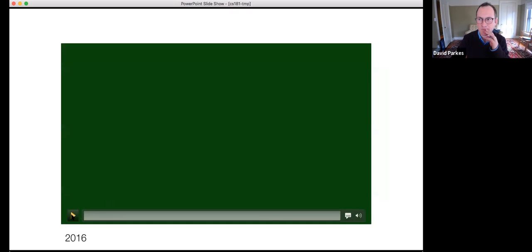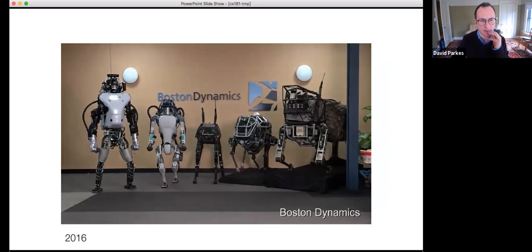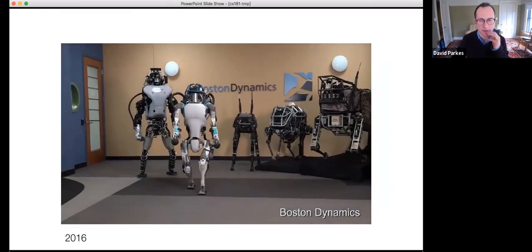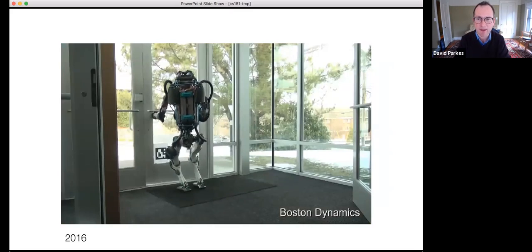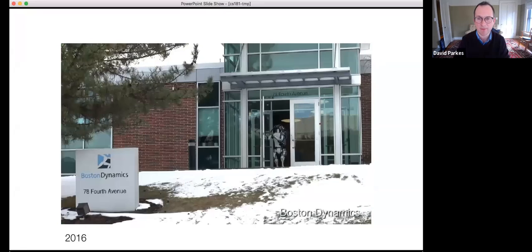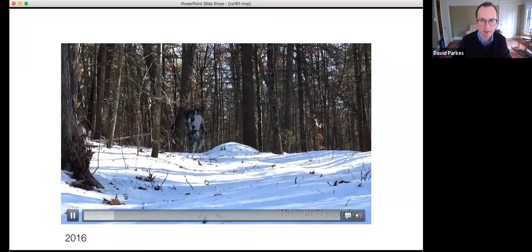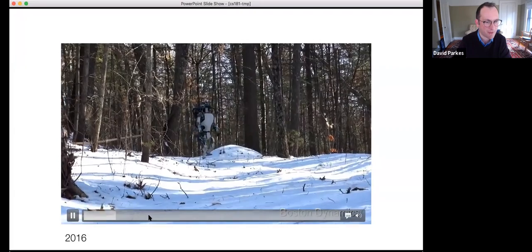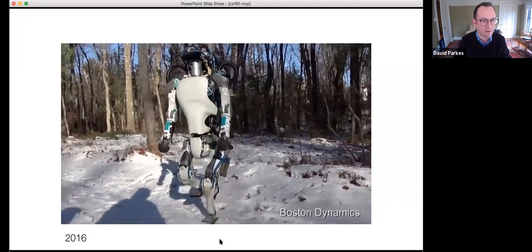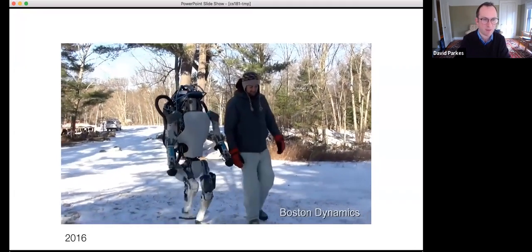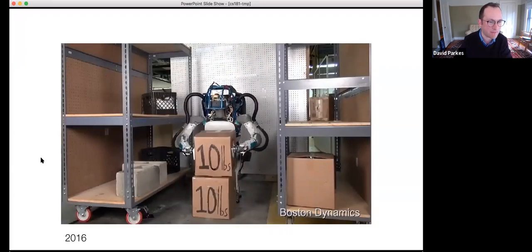Here's another example of what you could imagine doing through reinforcement learning. This robot just starts walking. This is Boston Dynamics, a big robotics company in the Boston area that's developing these humanoid-like robots. This robot has decided to run away. And now it's walking through snowy fields, and at some point it finds a friend, and the friend will walk the robot back to the factory where it's supposed to be doing work.